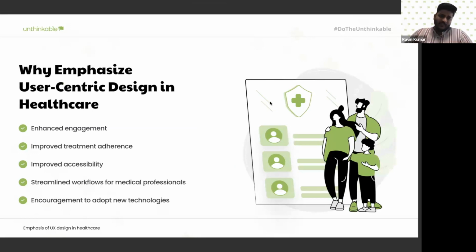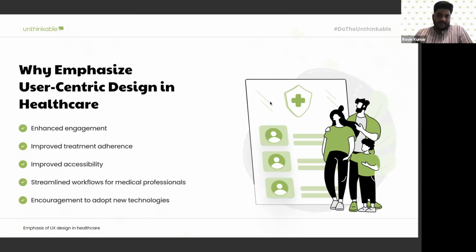This is why we emphasize user-centric design in healthcare. There could be many answers for that, but these are the five things. By adopting a user-centric design approach, we can significantly improve various aspects of a healthcare platform, ultimately leading to better retention outcomes and more efficient medical procedures.